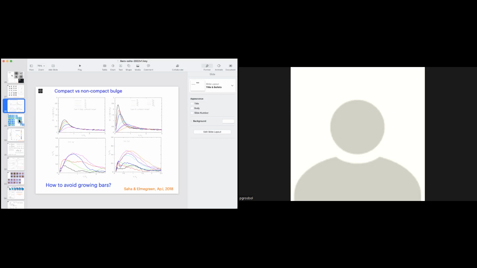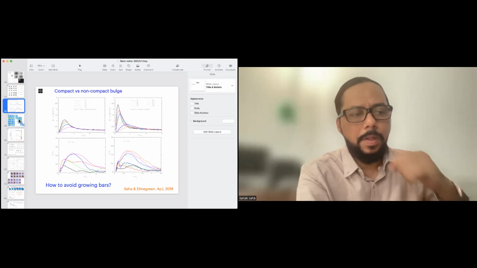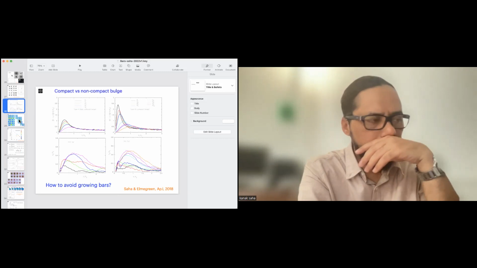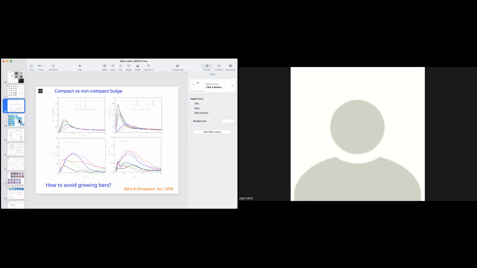Or you don't include gas? No, these simulations don't have gas. Ah, okay. So that's the missing part. So it's only a collisionless simulation. It's only collisionless particles, but GalMa does have gas.